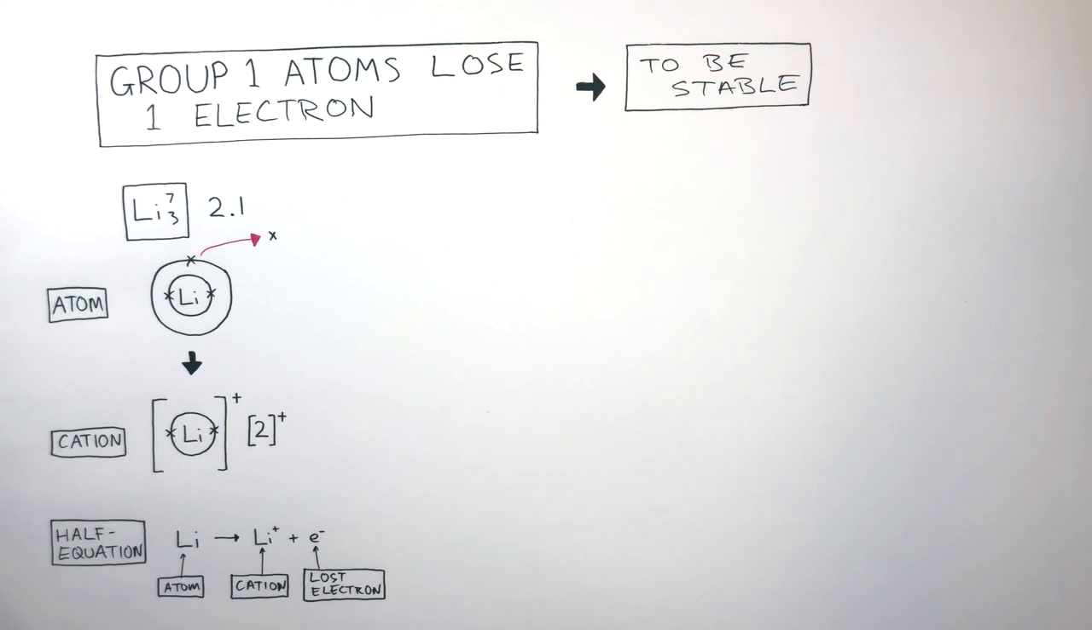All Group 1 elements lose one electron to become a stable cation. Using this as a model and what we've learnt from previous videos, pause now to see if you can draw the electronic configuration of a sodium and potassium atom, the cation, and the half equation to show how the atom has become a cation, including the lost electron. And the answers will follow.